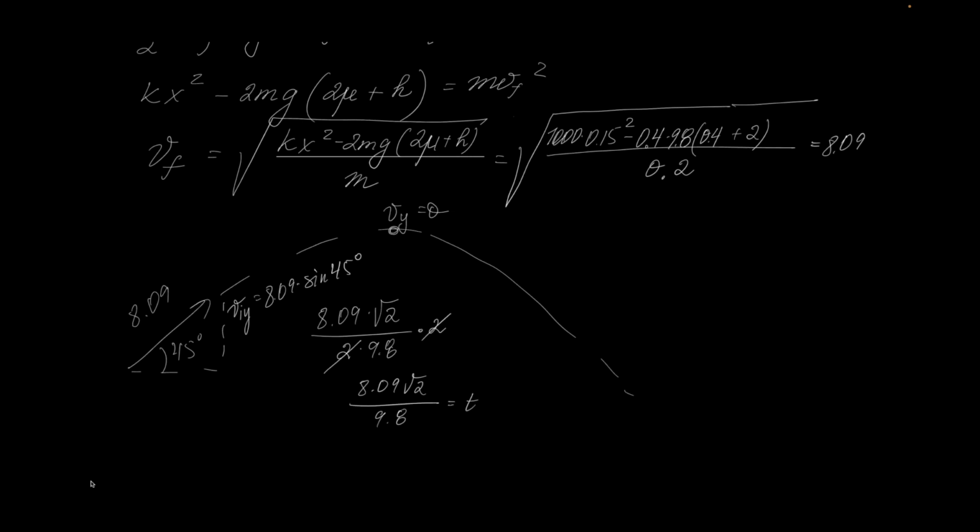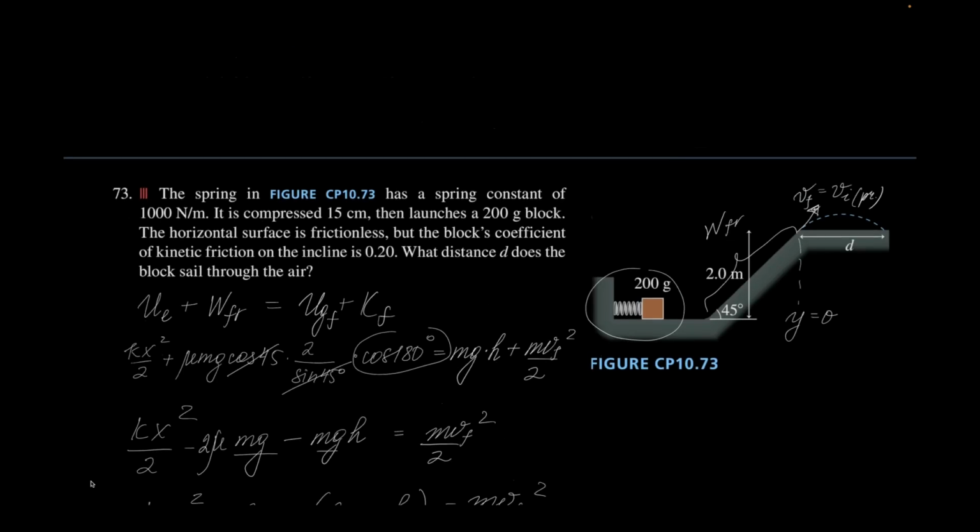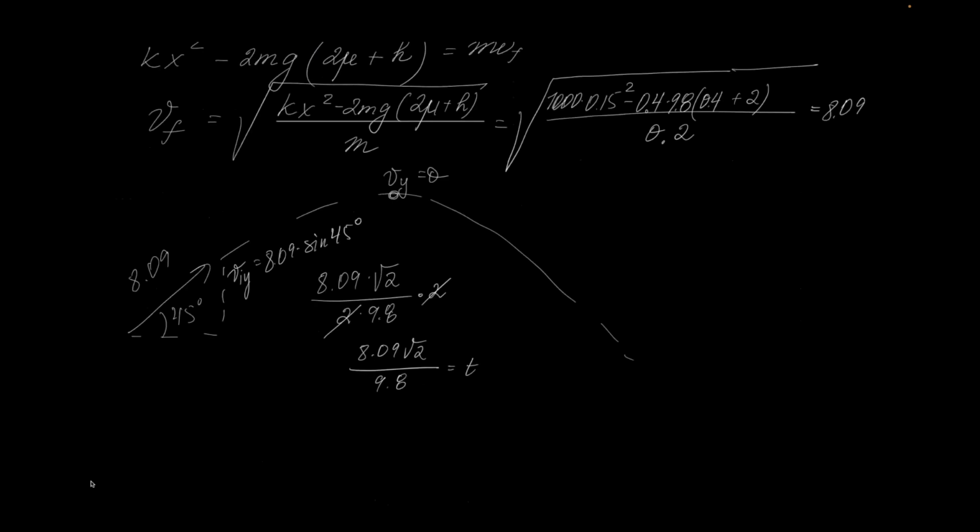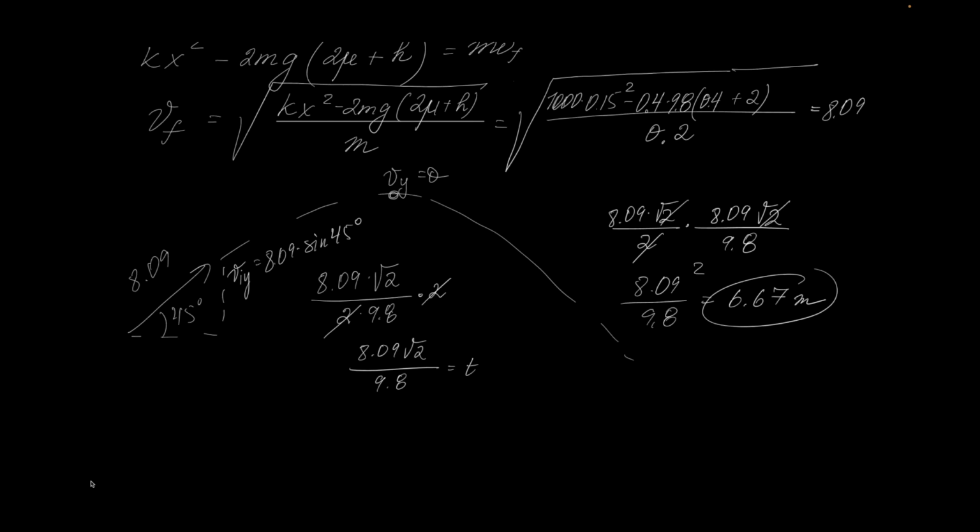And then I am looking for the distance, because they are ultimately asking us to find this d right here. Again it's going to be 8.09 root of 2 over 2 times 8.09 root of 2 over 9.8, which was time, right? So let me consolidate that. This and this cancel. So I have 8.09 squared over 9.8, which gets me 6.67 meters. That's the distance. It's a beautiful problem.